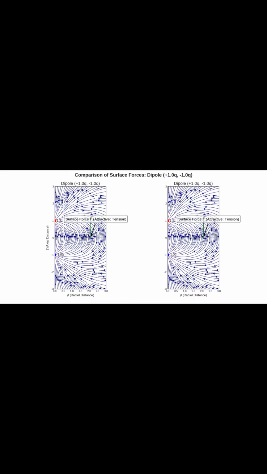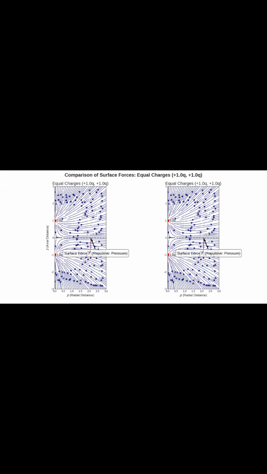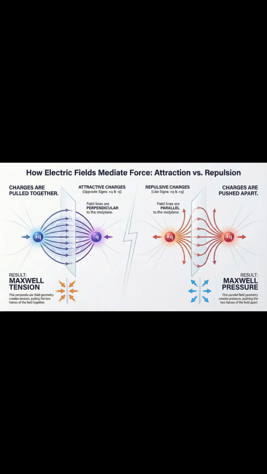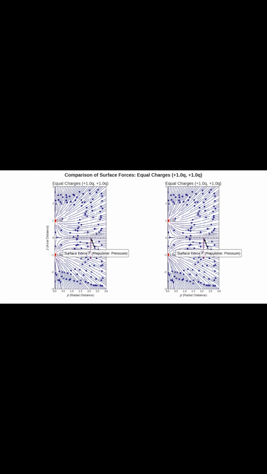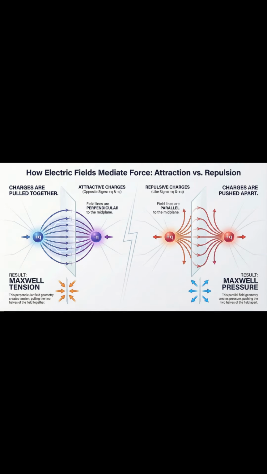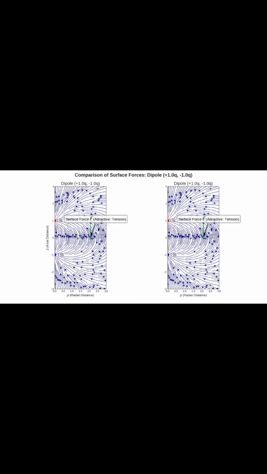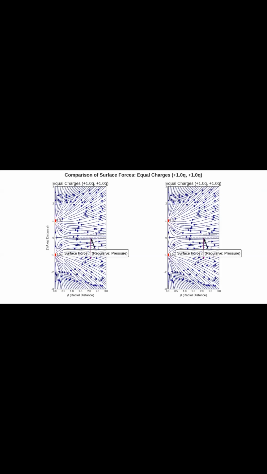Okay, so how does the field know what to do? How does it know whether to push or pull? Well, that's our second point. It all comes down to geometry. For charges that attract, the field lines pass through the middle plane at a right angle, creating what's called Maxwell pressure. It's like a cushion pushing the field regions apart. But for charges that repel, the field lines run parallel, creating Maxwell tension. Think of a rubber band pulling everything together.